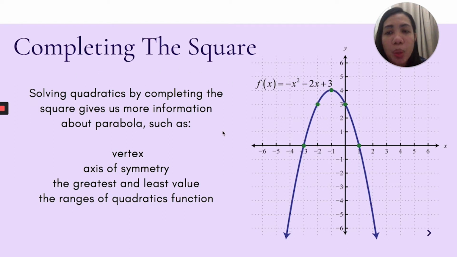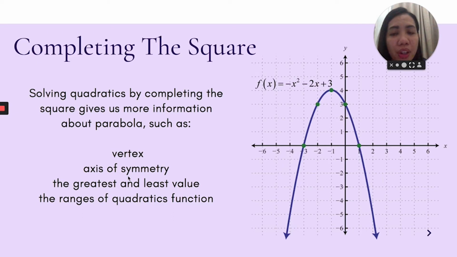Actually, solving quadratics by completing the square gives us more complete information, such as in a parabola, we can know the vertex. We can also know the axis of symmetry, and then the greatest and least value, and then the range of a quadratic function. So for example, in here, I have a parabola of minus x squared minus 2x plus 3.